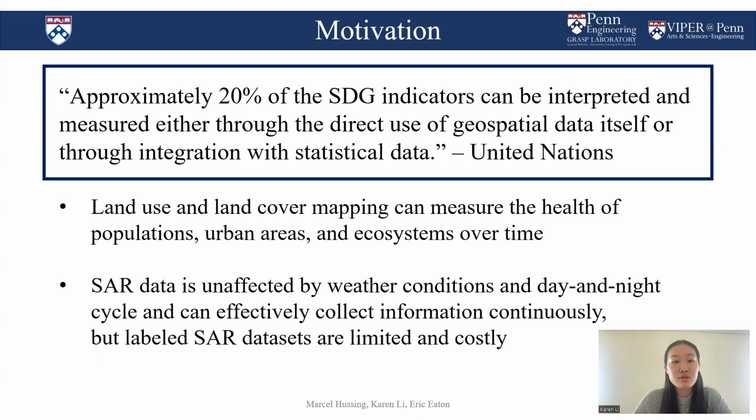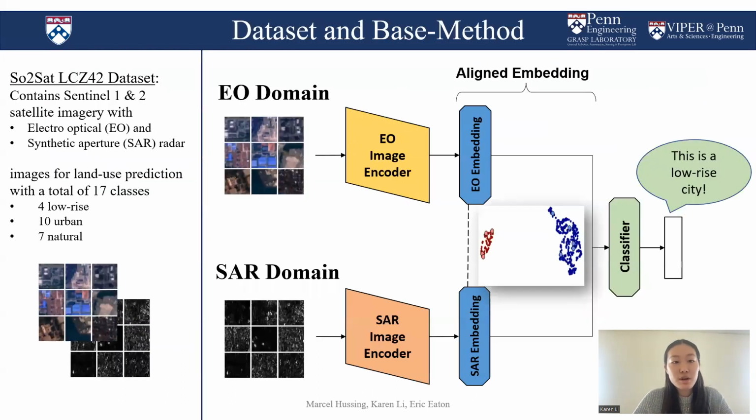Deep learning methods have shown tremendous success when transferring knowledge from one domain to another. In this work, we consider transferring representations trained on EO data to the SAR domain to alleviate the problem of data scarcity. We train on the SO2-SAT dataset, which consists of local climate zone labels for Sentinel-1 and Sentinel-2 EO and SAR satellite images. Originally designed for urban heat island research, the dataset consists of 17 total classes, with 7 natural classes and 10 urban classes, including 4 that are low rise.